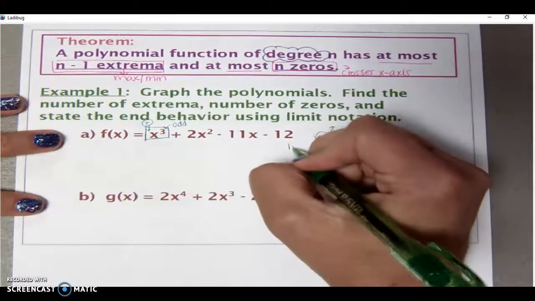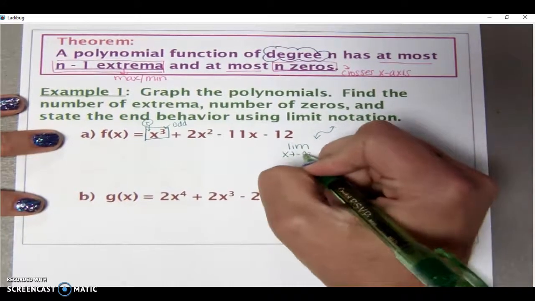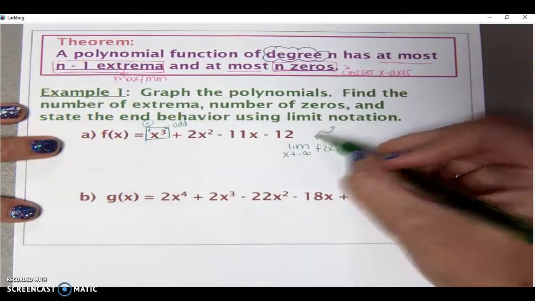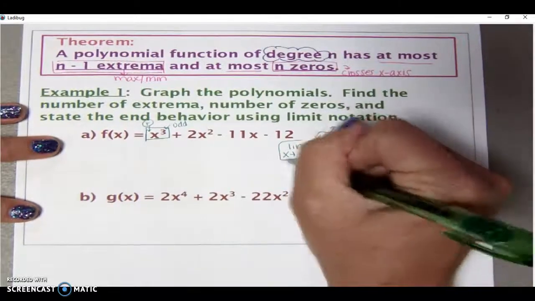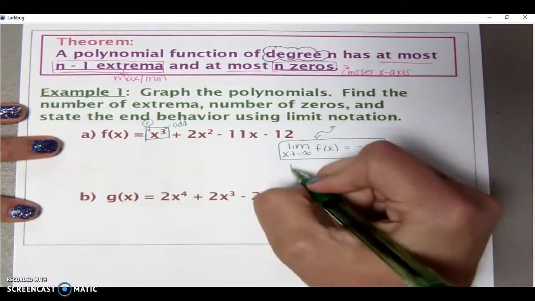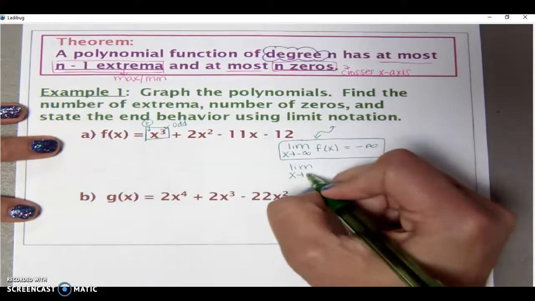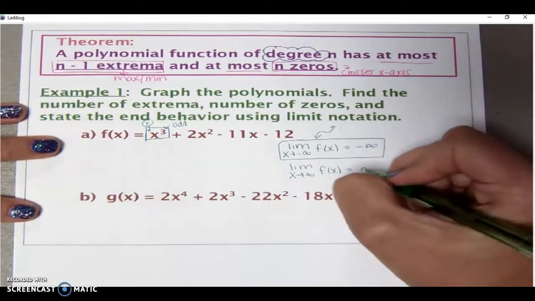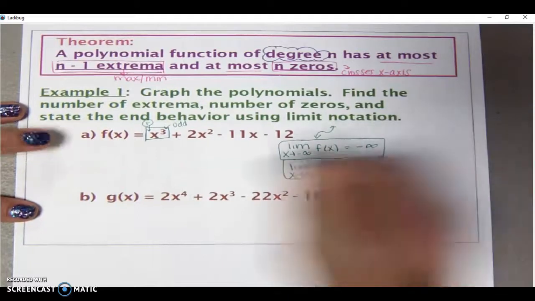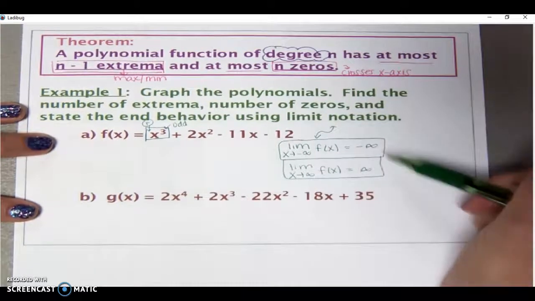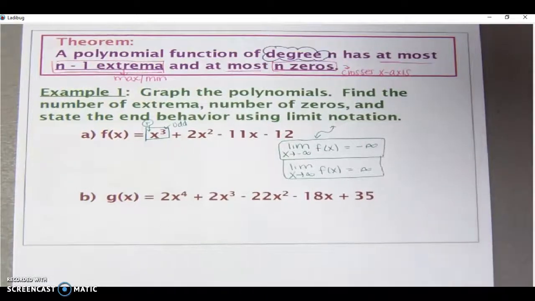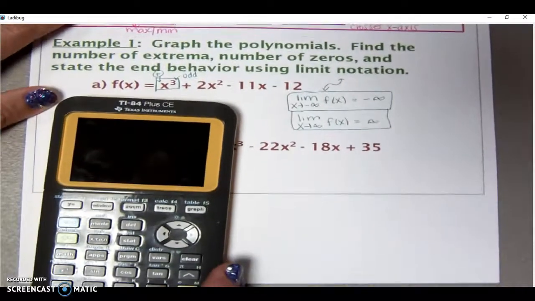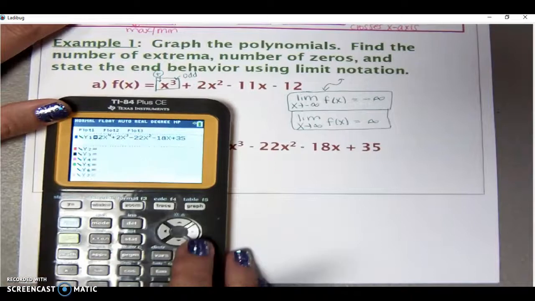So when I go to write my end behaviors, the limit as x approaches negative infinity of f of x, that's talking about the left side of the graph. Well, we drew that this left side of the graph is going down, so that equals negative infinity. And then if we do the right end behavior, the limit as x approaches infinity of f of x, that's the right end behavior we said was going up, so that's positive infinity. So we were able to take this equation and get the end behavior without knowing exactly what the graph looks like. Now we're going to confirm what this graph looks like using your calculator. We put this into y equals.